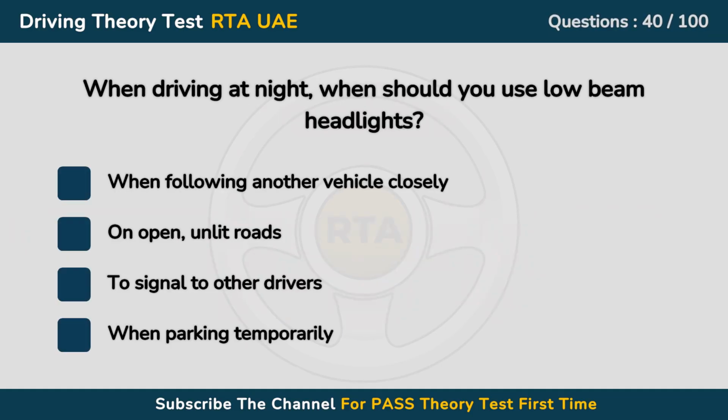Question 40. When driving at night, when should you use low beam headlights? A. When following another vehicle closely. B. On open, unlit roads. C. To signal to other drivers. D. When parking temporarily.